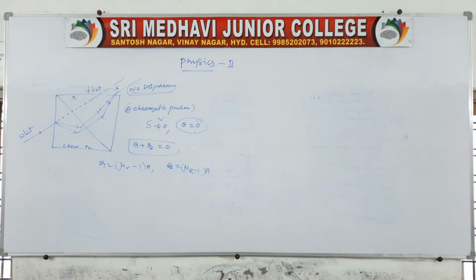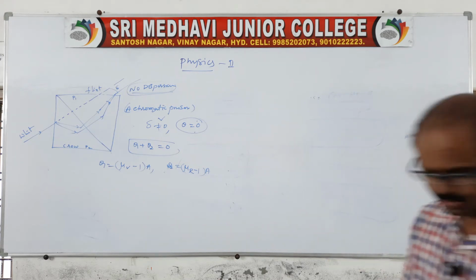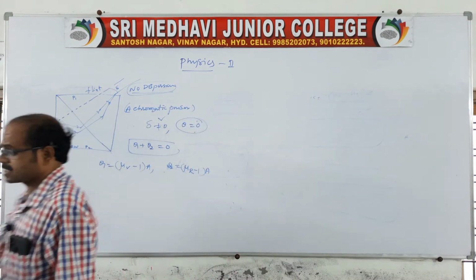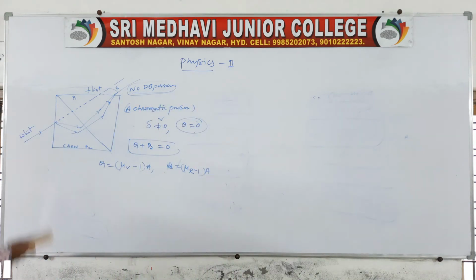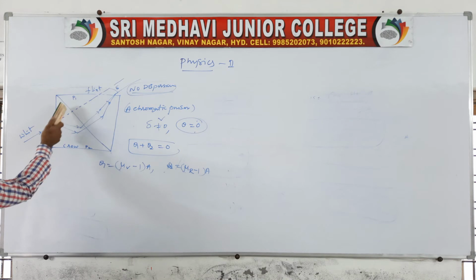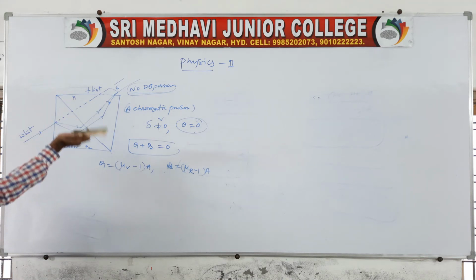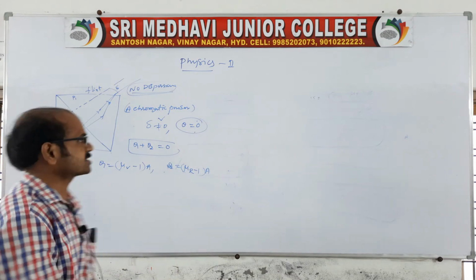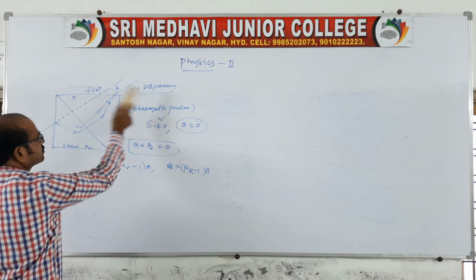And another one is dispersion without deviation. See, dispersion is there, but without deviation. In this case also, the prisms are prepared for the particular angle of prisms only. These prisms are prepared with particular angles, therefore we will not get it any other way. So the next one is the same. Here in the earlier case, I told you, no dispersion with a deviation.